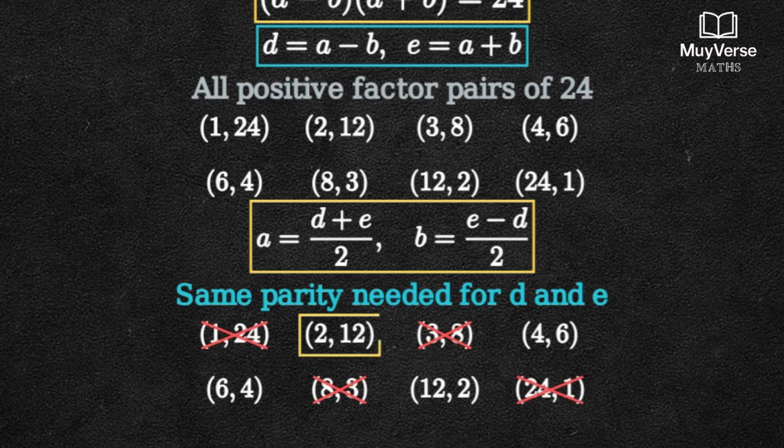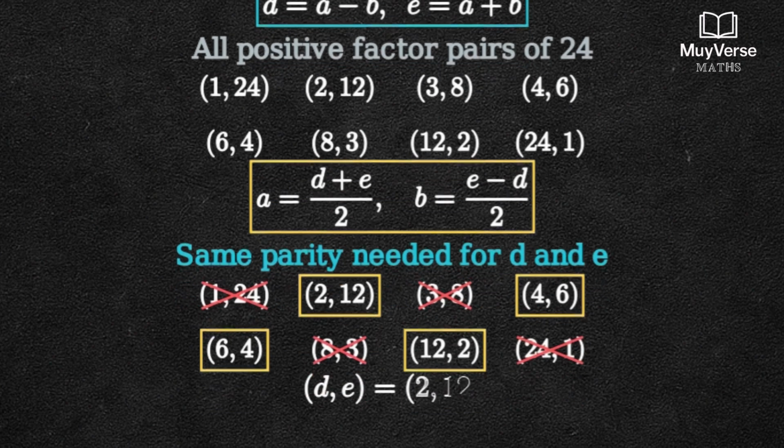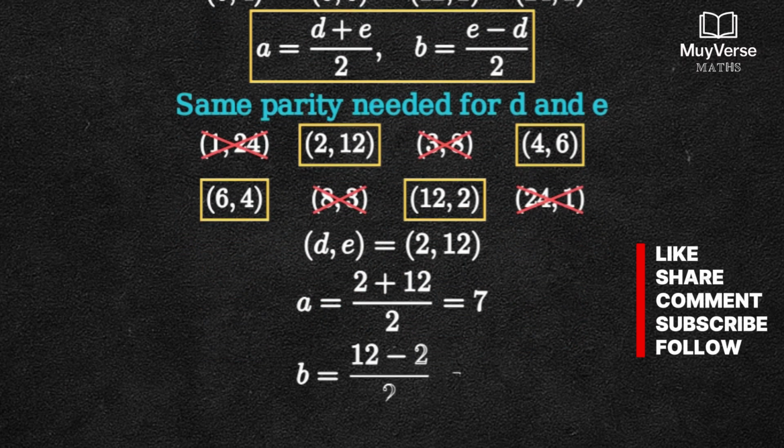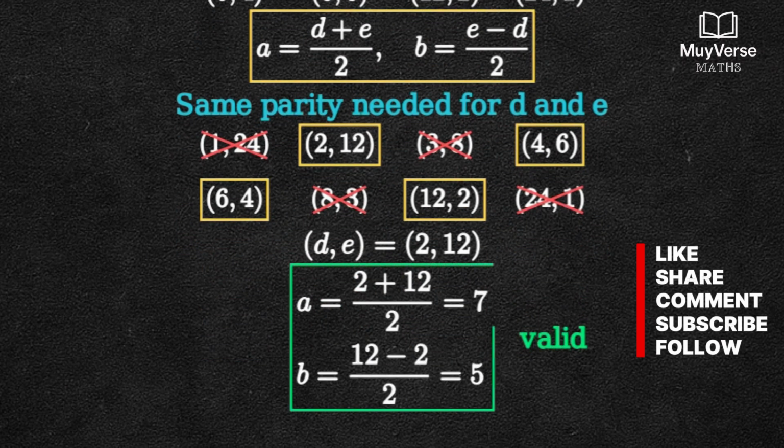First, d equals 2 and e equals 12. Then, a equals (2 plus 12) over 2 equals 7, and b equals (12 minus 2) over 2 equals 5. Valid. Next, d equals 4 and e equals 6. Then, a equals (4 plus 6) over 2 equals 5, and b equals (6 minus 4) over 2 equals 1.